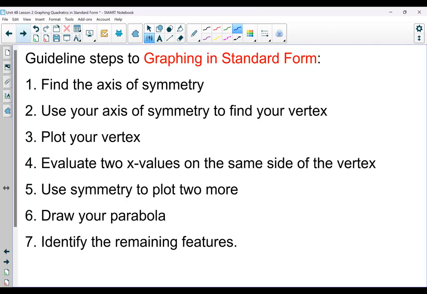Remember, when we graph parabolas, we can make a parabola out of 3 points. However, our parabola is going to have better shape if we use 5 points. So that's usually the goal. Sometimes we just can't fit that on our graph, and that's okay. Then draw your parabola that you shaped and identify the remaining features. We are looking for similar features that we were looking for in our vertex form.